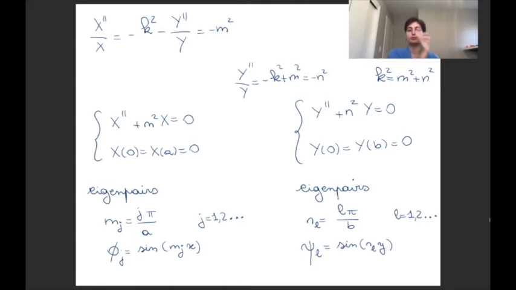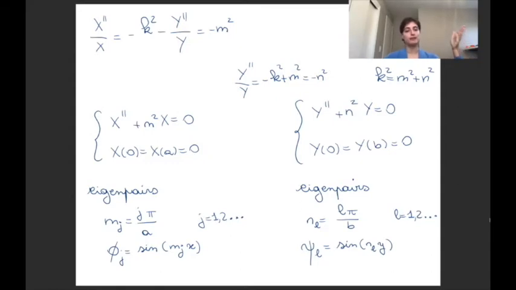M squared comes from the Sturm-Liouville problem in x, so it's expected to be positive. N squared comes from the Sturm-Liouville problem in y, so it's expected to be positive. So a sum of positive squares is again a positive value. So now we have split it successfully into two Sturm-Liouville problems. We have on one hand the Sturm-Liouville problem in x, and on the other hand the Sturm-Liouville problem in y. And they are independent. There is no overlap between the two.